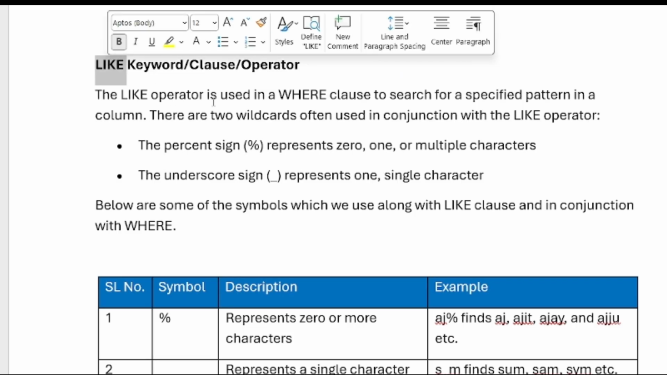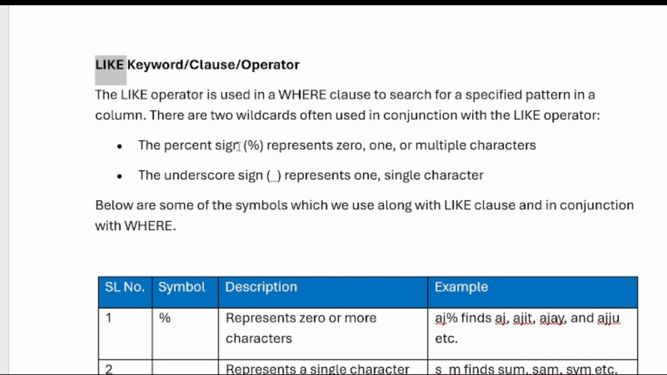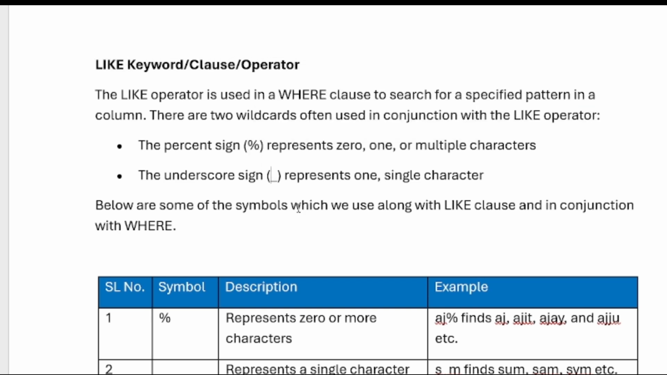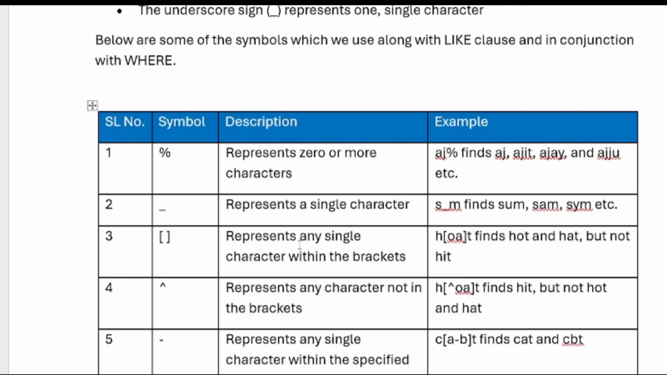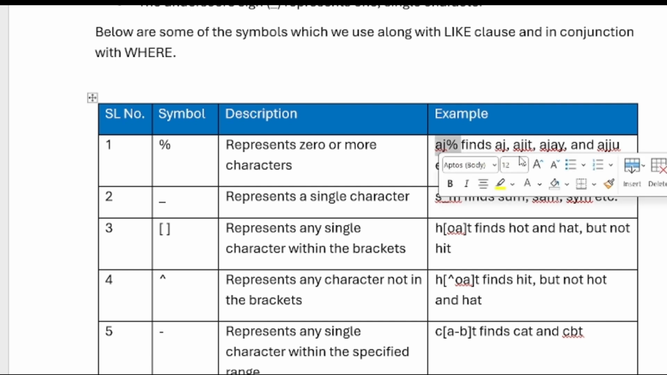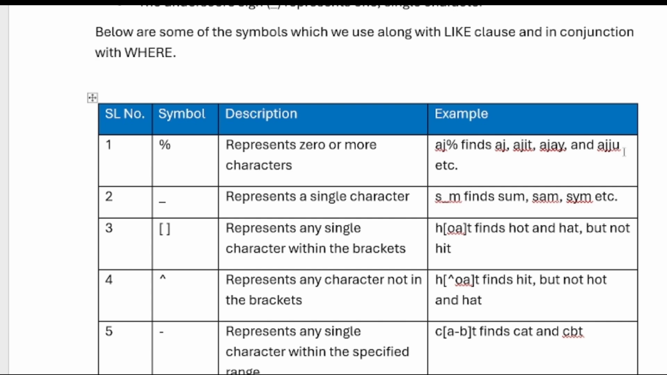So we have the like keyword. The like keyword is basically a clause or operator used for filtering data. It can be used along with two characters, percentage sign and underscore sign. Percentage sign shows zero or more characters, and underscore sign shows just one character. So a couple of examples. If I say AJ percentage, that means any name that starts with AJ, can be Ajit, can be Ajay, can be Aju. So you just notice that the first two characters should be AJ, and after that it can be anything.